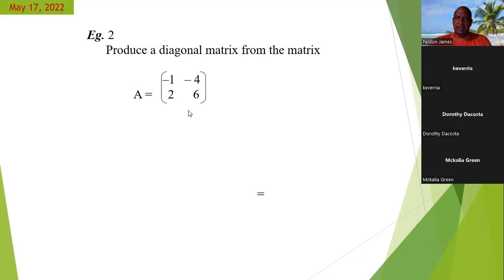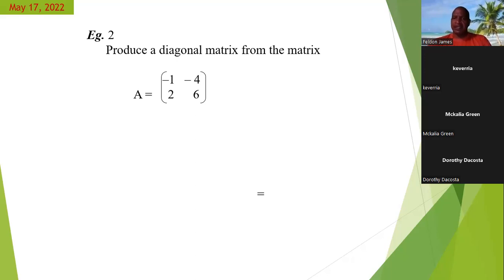So let us get, what did you get, Ms. Cabrera? For the diagonal matrix. So about 40, negative 14, negative 8, negative 24, then negative 14. Something is wrong there too. So I need to check yours too, Ms. Cabrera. Ms. Green, what did you get? Sir, I got negative 2, 0, 0, and negative 14. Something is wrong there too.